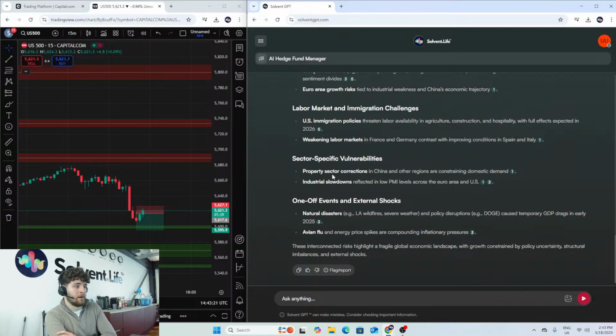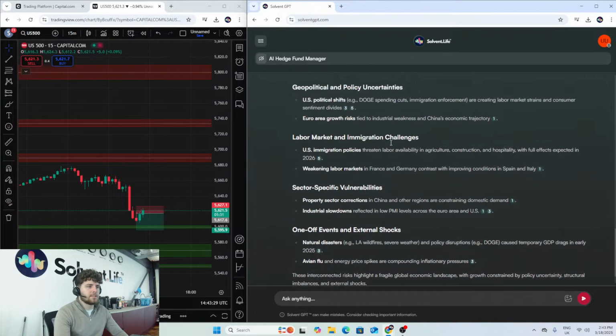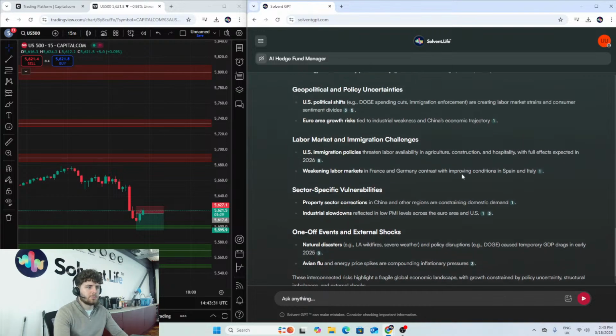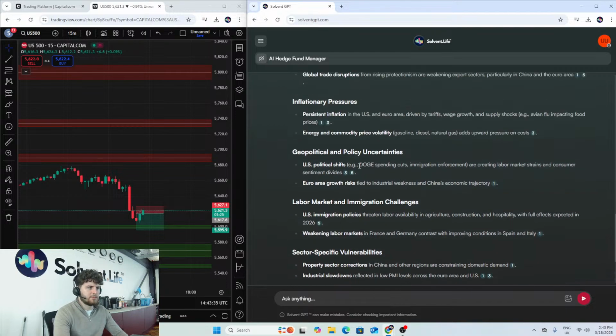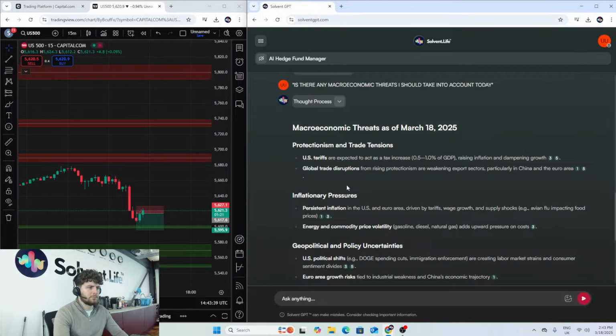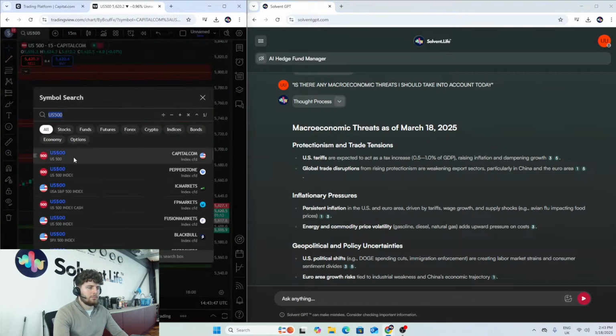Avian flu. Wow. Weakening labour markets in France and Germany contrast with improving conditions in Spain and Italy. Global trade disruptions from rising protectionism. Okay.